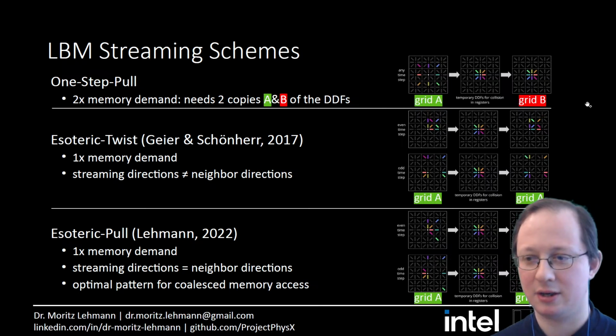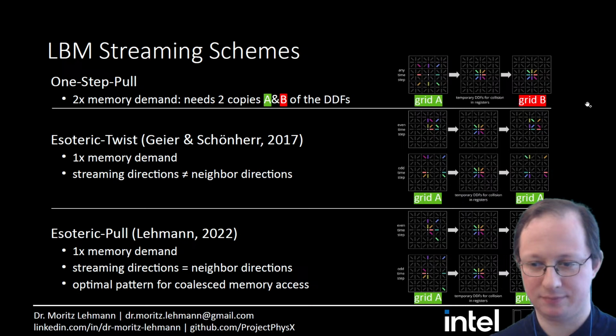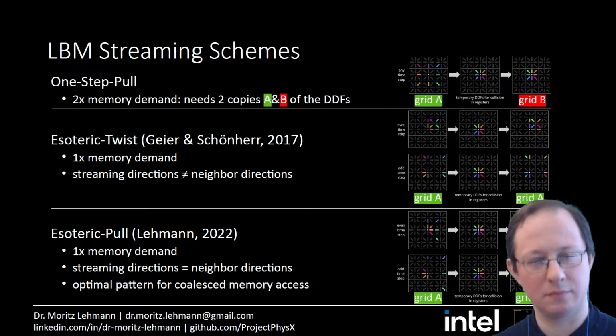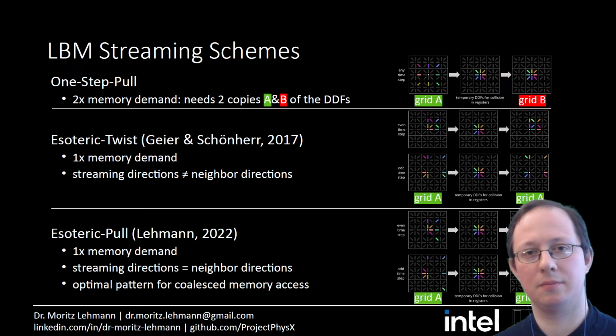The gist is that every single GPU thread reads and writes only the exact same memory locations in one time step, but with swapping the distribution functions for every direction, and that resolves the data dependency. Okay.